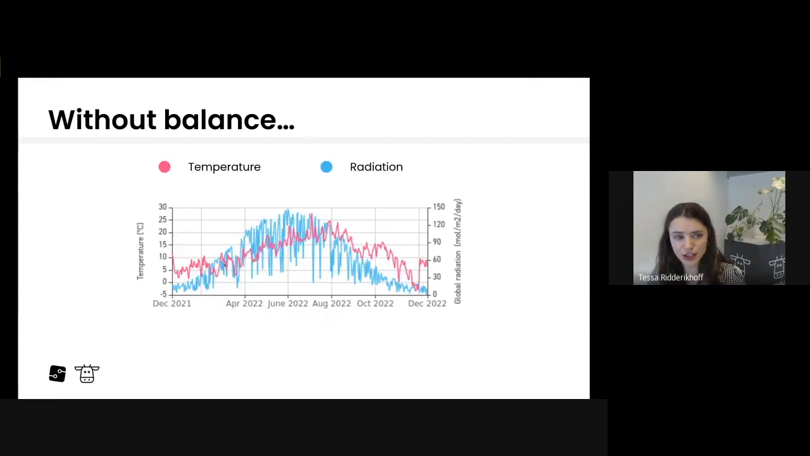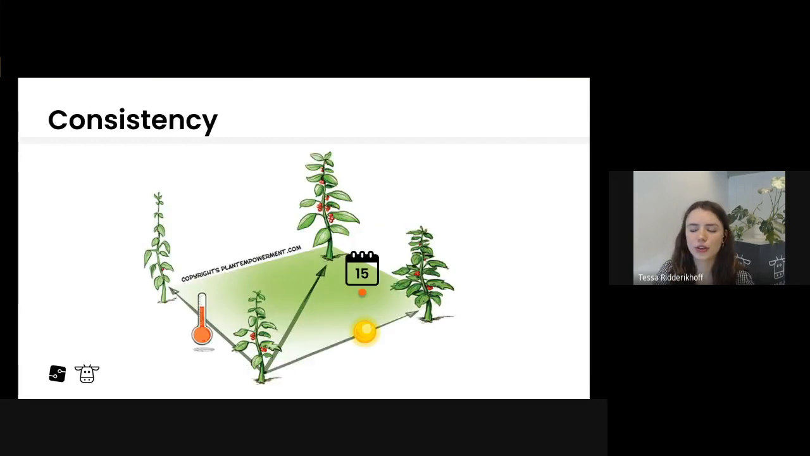Balance between light and temperature is also not automatically achieved. Although, of course, patterns exist in both, there's still a lot of variation throughout the year. So a crucial part of the RTR strategy is consistency. The radiation temperature ratio determines how the plant develops. So varying this ratio day to day is bad for keeping the plant in healthy balance.